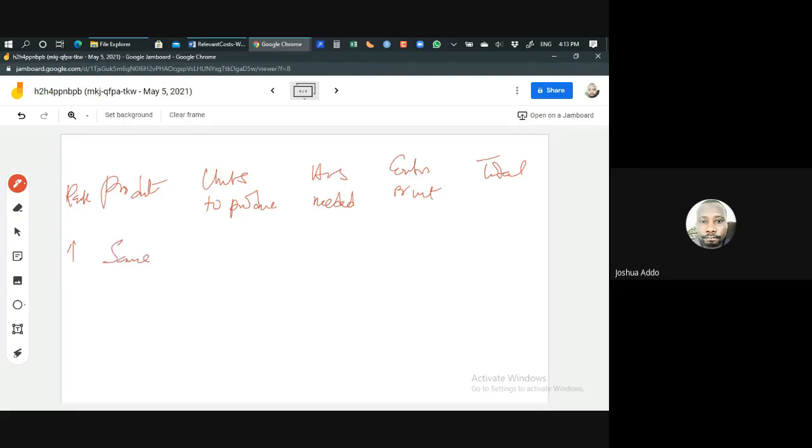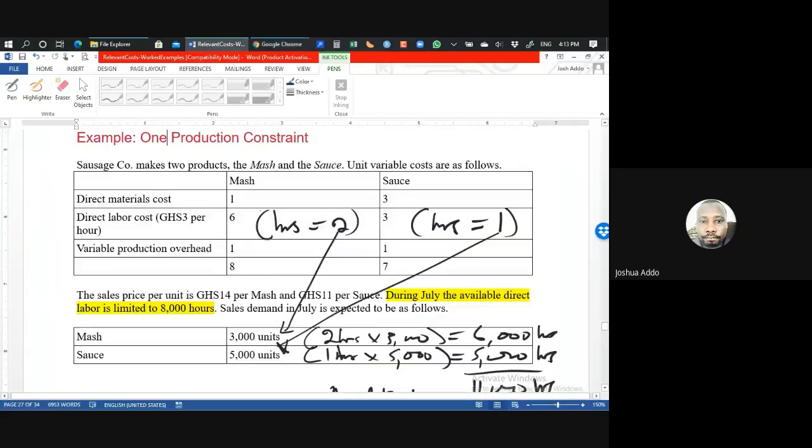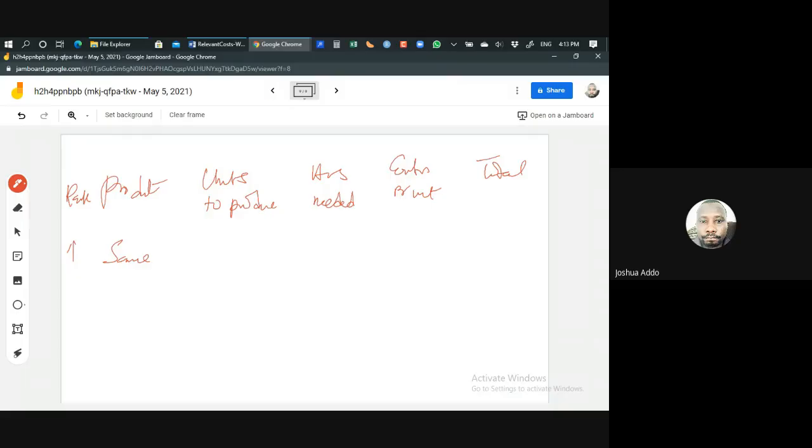Units to produce. The limiting factor, which is 8,000 hours, can produce all of the sauce because one sauce requires 1 hour. Go back to the question. One sauce requires 1 hour, and we have to produce 5,000 sauces. So we can get a whole of the 5,000 hours from the 8,000. So we produce all of the sauce by using 5,000 hours. So units to produce will be the total of the 5,000 units because the limiting factor can produce all of that.